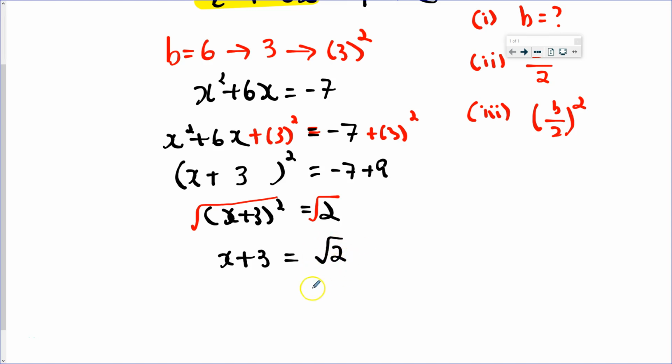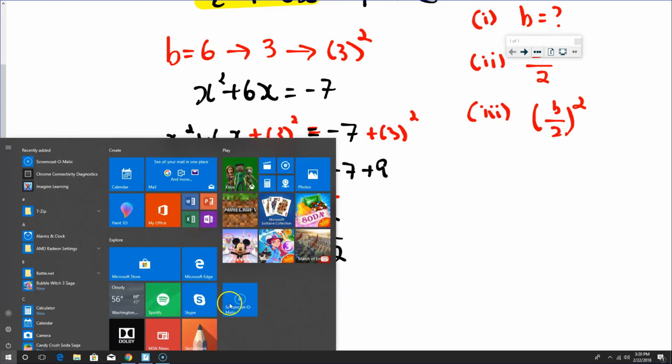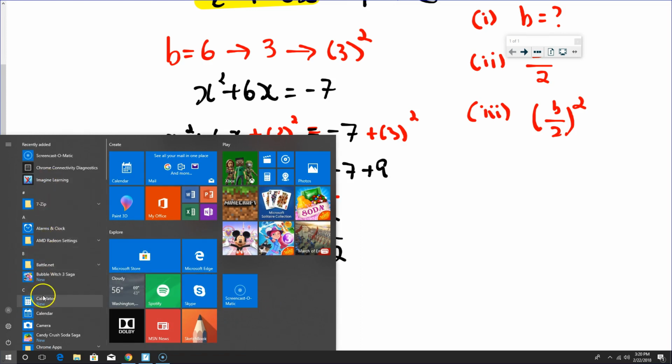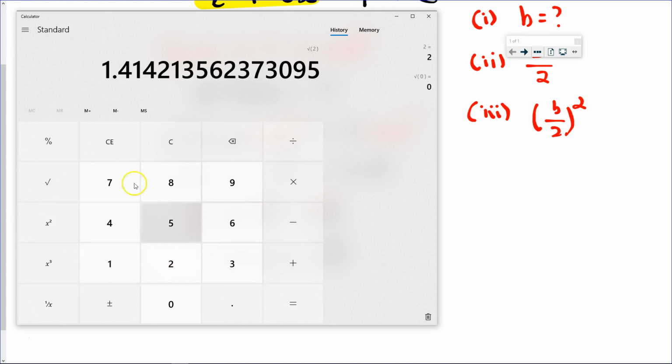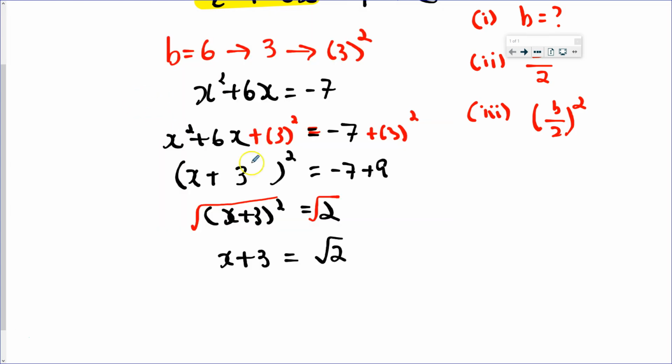All right, so square root of 2, it could be a decimal. We'll just find it. Can we just find that for you? Does this calculator come with a square root? I honestly don't know. Square root of 2. So it's 1.41. Okay, we are going to keep the 2 decimal places, 1.41. I'll write that down. So x plus 3 is equal to plus or minus 1.41.